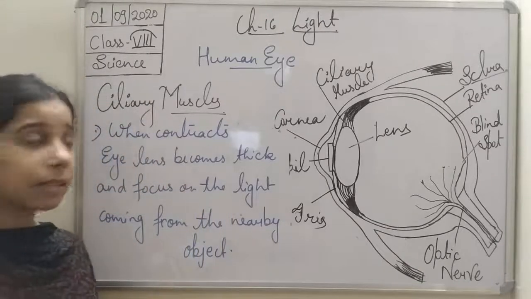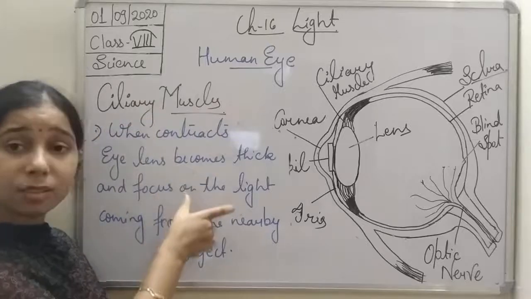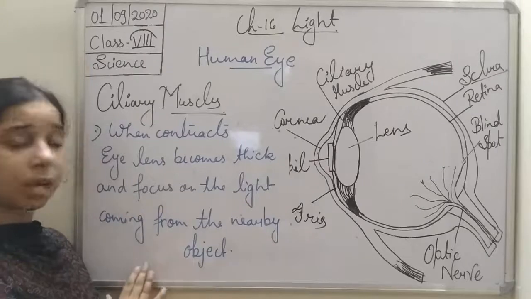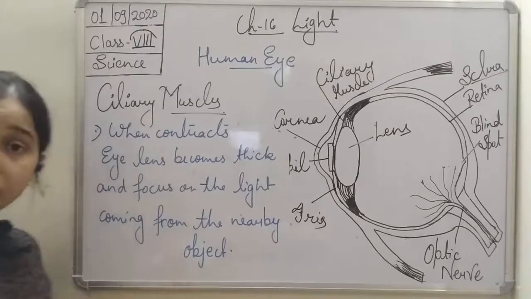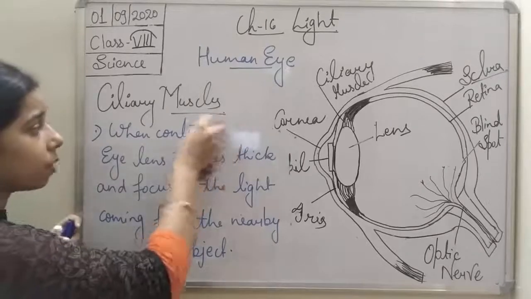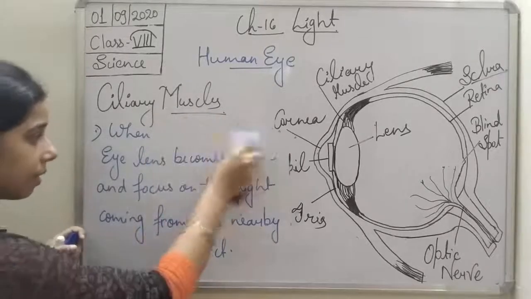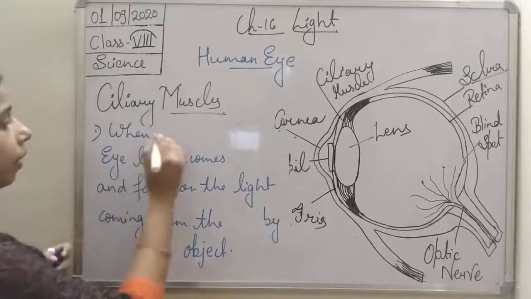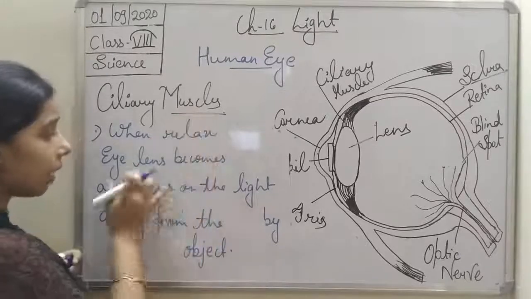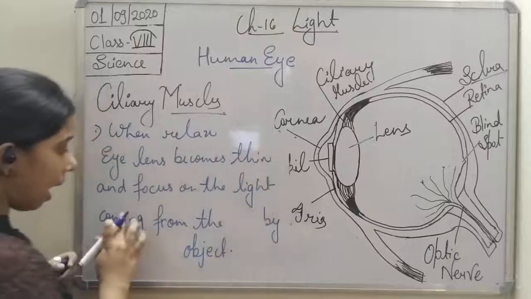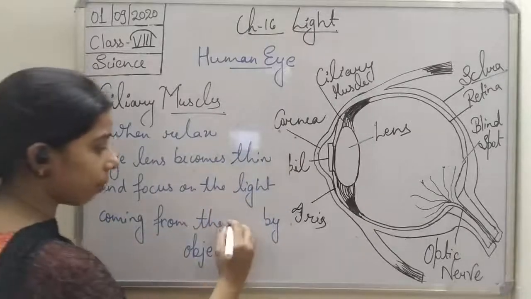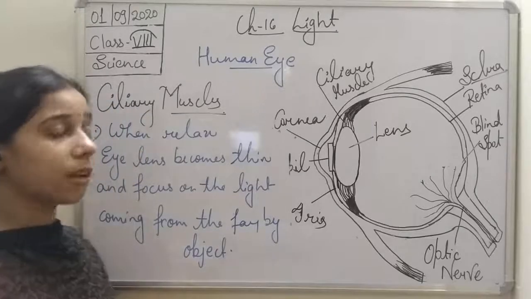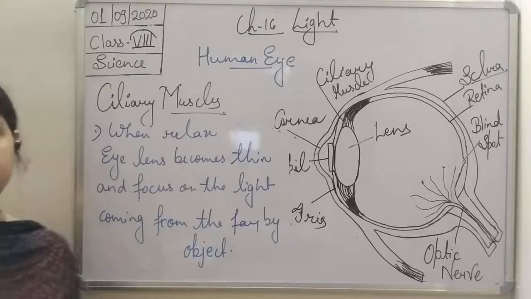Okay, so this is the first case, that when the ciliary muscle contracts, the lens becomes thick, student, and that is why it will focus on the light coming from the nearby object. The opposite thing happens when it relaxes. So when it relaxes, the lens becomes thin and it focuses on the light coming from the faraway object. Okay, so this is the function of the ciliary muscles. Okay, students.